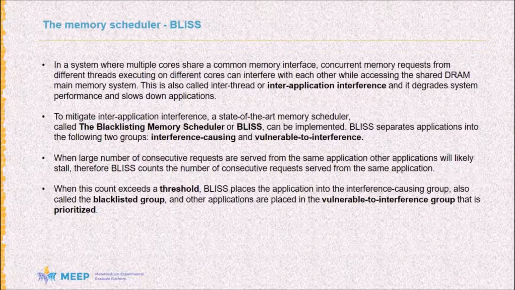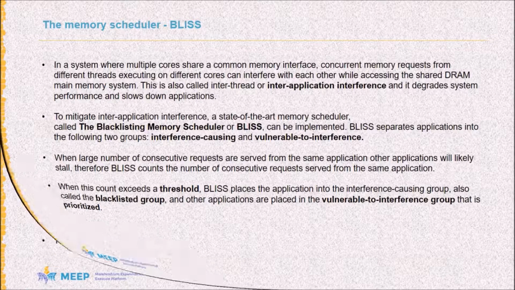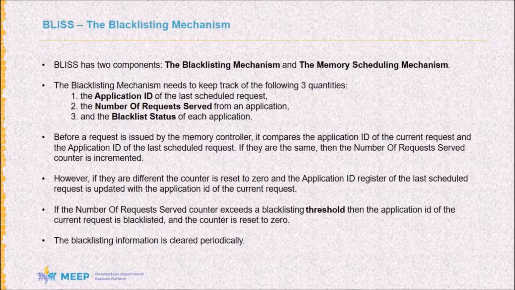Therefore, BLISS counts the number of consecutive requests served from the same application. When this count exceeds a threshold, BLISS places the application into the interference causing group, also called the blacklisted group, and other applications are placed in the vulnerable to interference group, that is prioritized. BLISS has 2 components, the blacklisting mechanism and the memory scheduling mechanism.